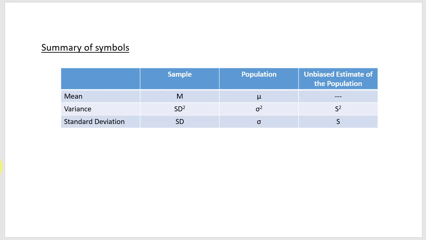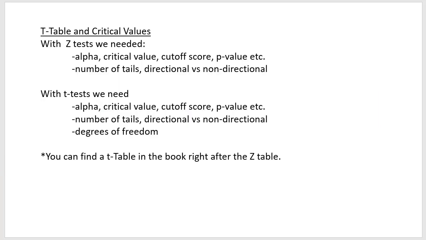And in a case like t-tests, where we know the mean but we don't know the variance or standard deviation, there is no symbol for the unbiased estimate of the population mean. You have to know what the population mean is, and the population mean would be mu, so it's the same thing. But there is no unbiased estimate of the population for the mean. The unbiased estimate of the population variance is S squared. The unbiased estimate of the population standard deviation is S.